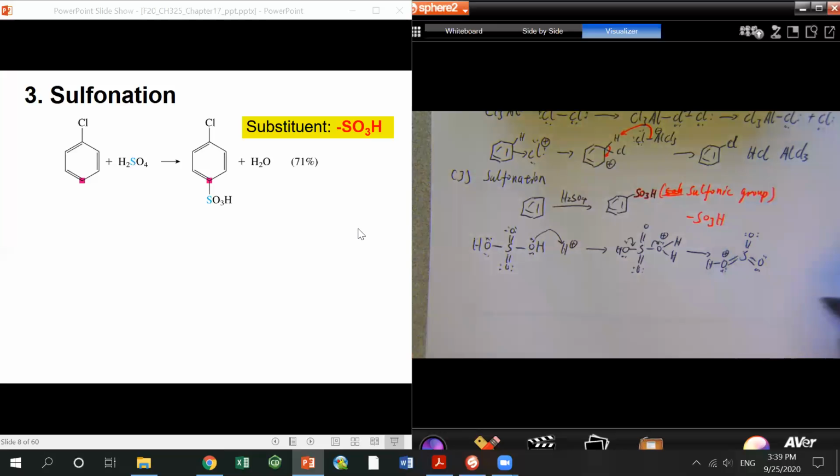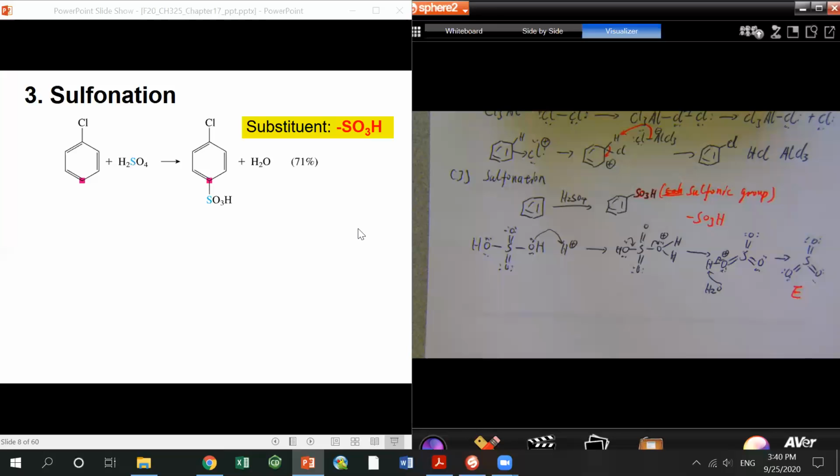That's not the real electrophile, so we need one more step: pick up the hydrogen, normally with some weak base like water. So the water leaves, the electrons go here, and that's your real electrophile: sulfur trioxide, one sulfur and three oxygens. That's the real electrophile, and it's also the only neutral electrophile.